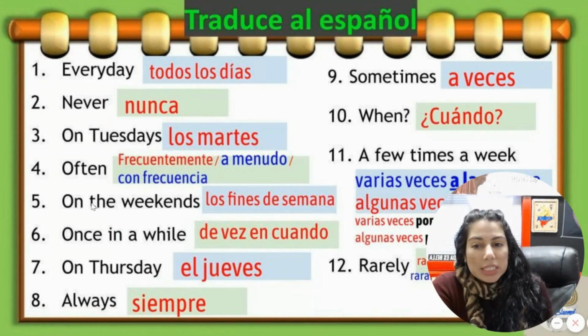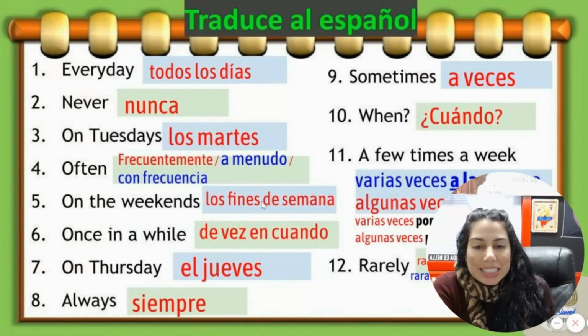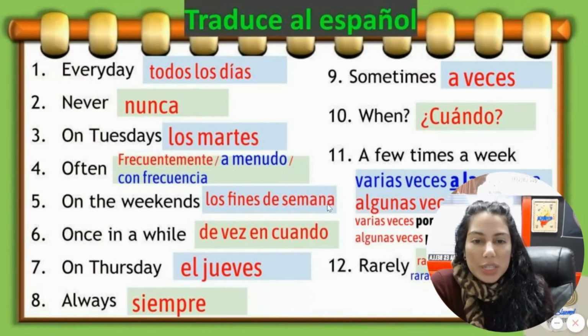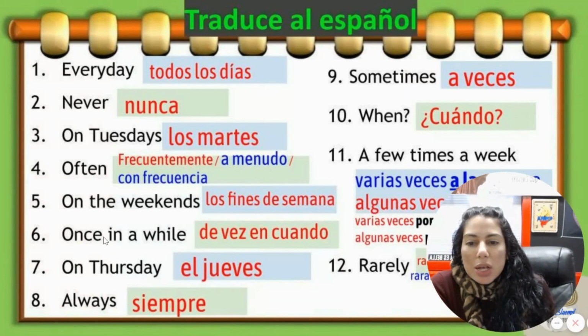On the weekends, so that on in Spanish, we say los. So los fines de semana. So weekends in Spanish is all those words. Fines de semana is weekends. Fines is end, de is of, semana is week. So we say the end of the week. So los fines de semana is weekends.